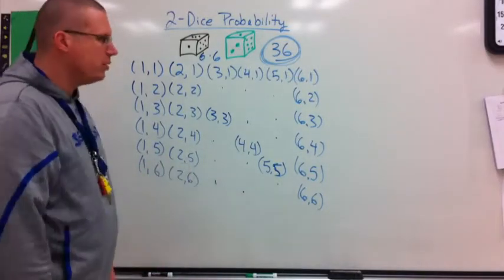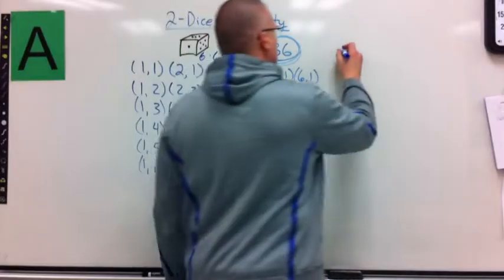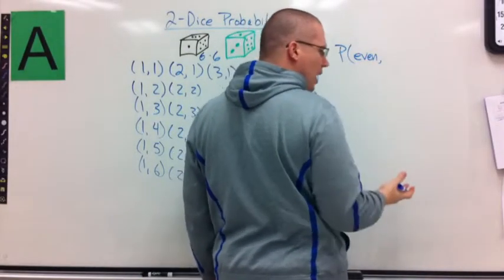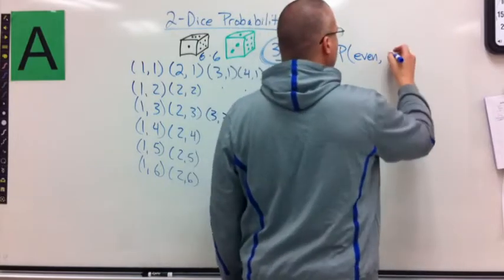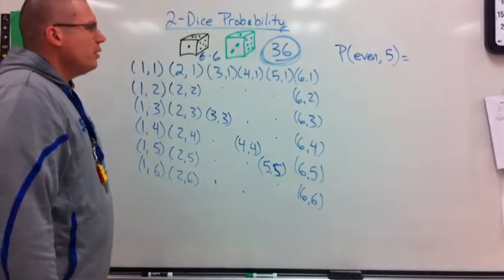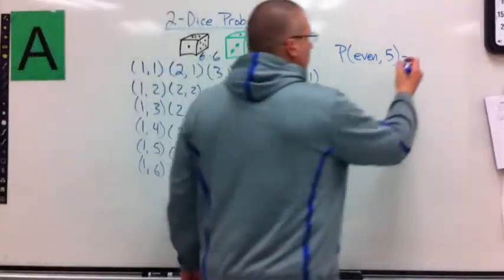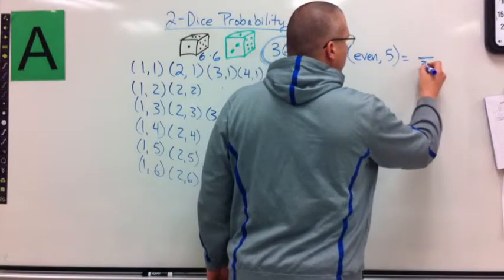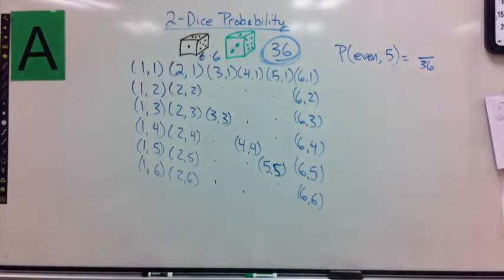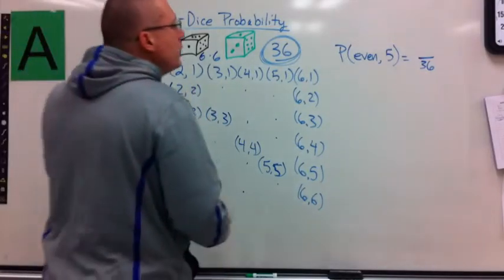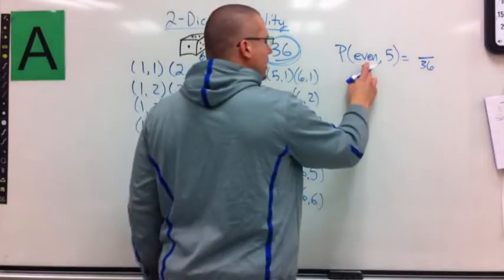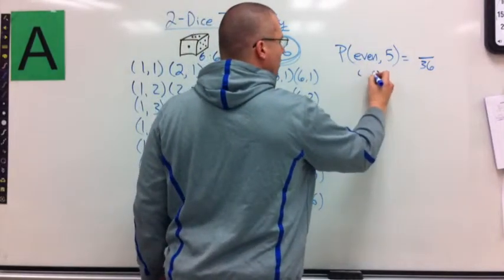Now from here, questions get asked. What's the probability of an even number on the first die and a 5 on the second die? So what we have to do is make our probability. Well, I know it's out of 36. Just want to make sure I'm still in the frame here. So now what I have to do is look at all the different pairings that have an even as the first number and a 5 as the second number.